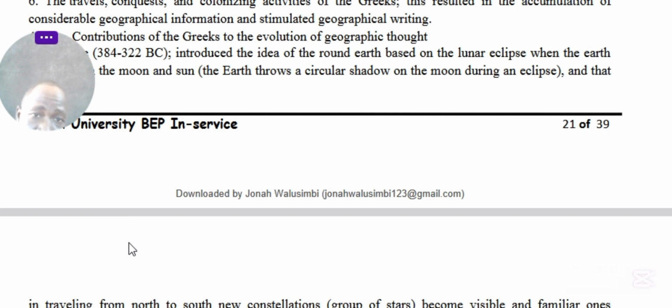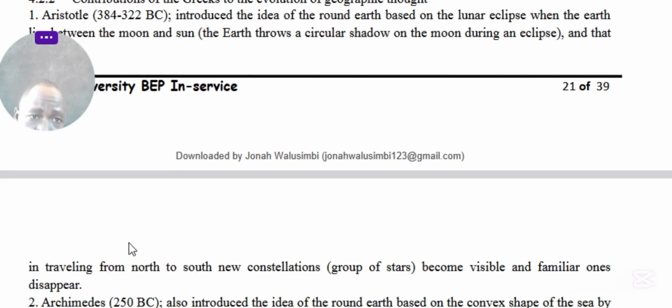When we proceed, we are going to be seeing how these people conducted these activities. What did they use in terms of finding out data? From there, we shall be shifting on to the contributions of the Greeks to the evolution of geography.